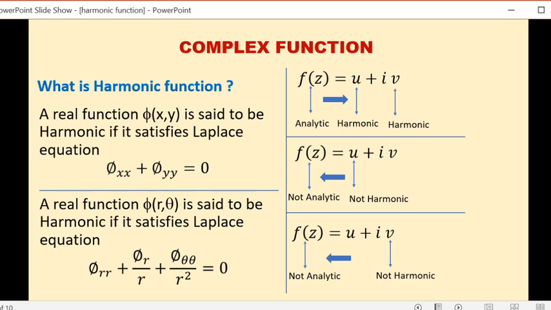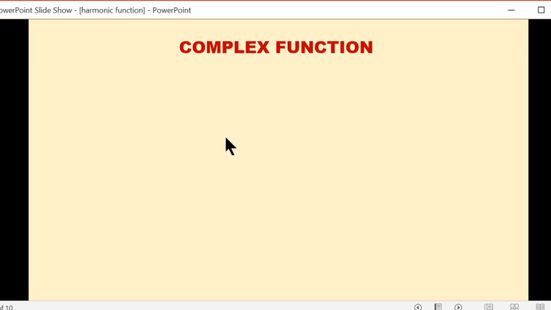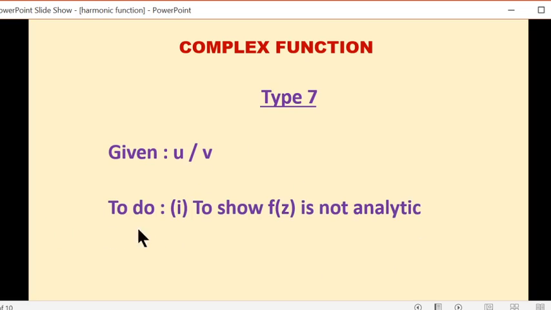Okay, so based on this, we have the last type of problem. The last type of problem is where you would be given either the real part or the imaginary part of a complex function. मतलब आपको सिर्फ u दिया जाएगा या फिर v दिया जाएगा, where u is the real part of f of z, v is the imaginary part of f of z. And what you need to show is the function f of z is not analytic.